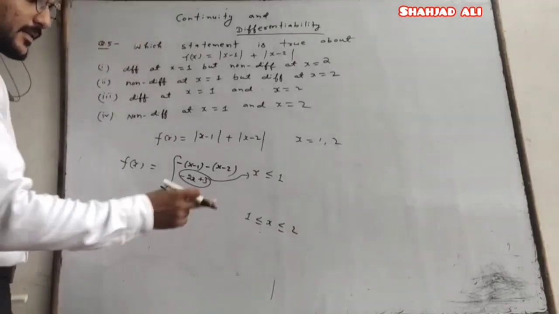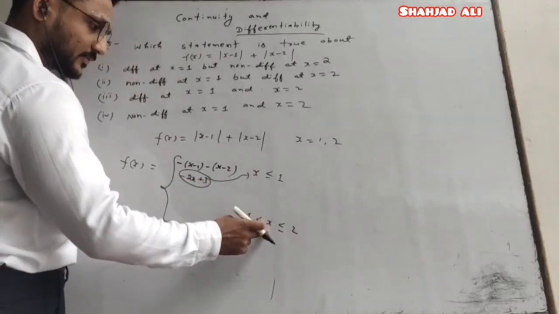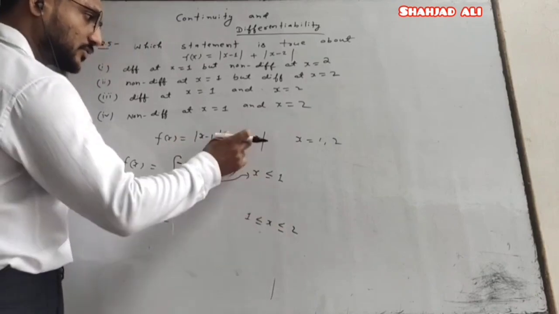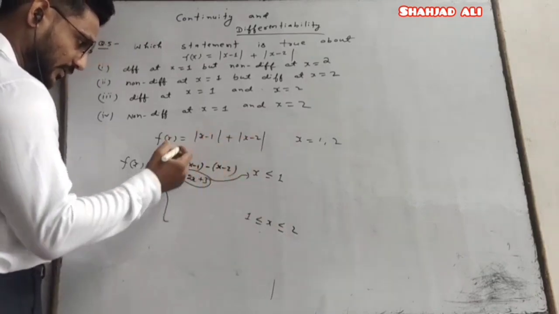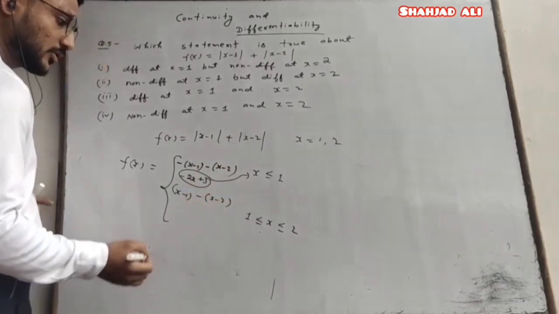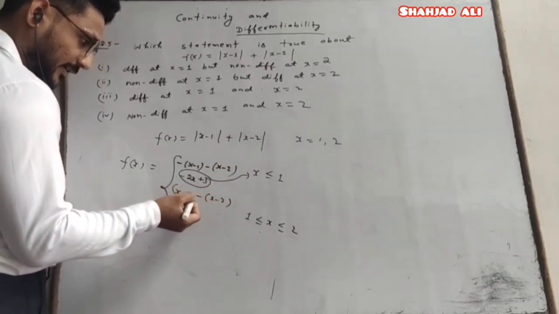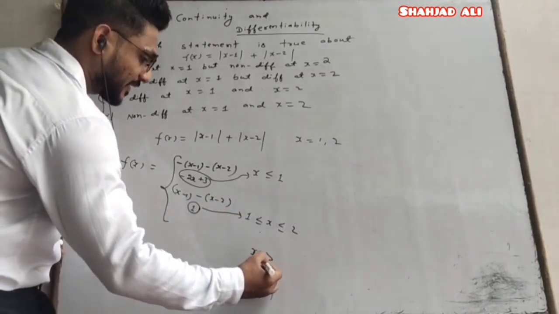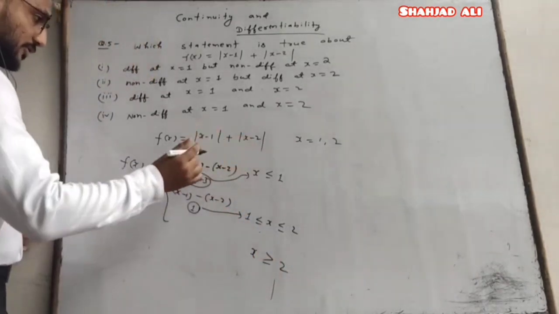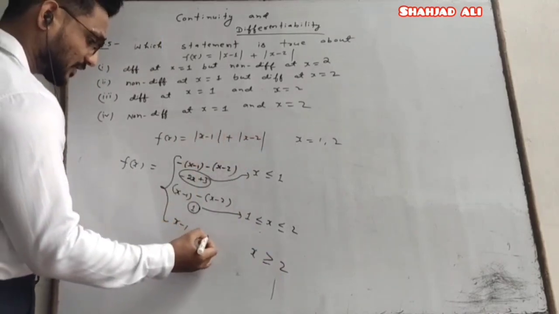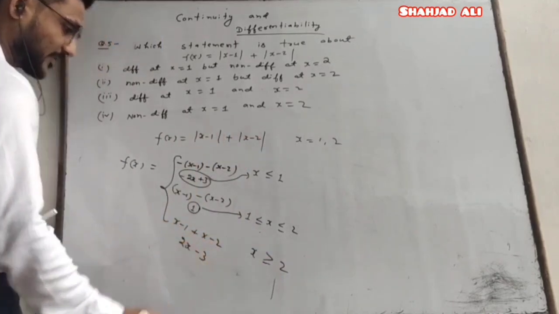Now second case, when x is greater than 1 but less than 2. Greater than 1 means this will be positive, but less than 2, so it will be negative. So it will be positive (x minus 1), and this will become negative (x minus 2). So x will be cancelled, and minus 1 plus 2 will give 1, right? And third case, when x is greater than or equal to 2, both will of course be positive. So x minus 1 plus x minus 2, this will be 2x minus 3.